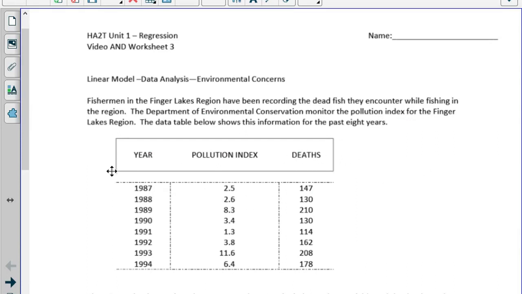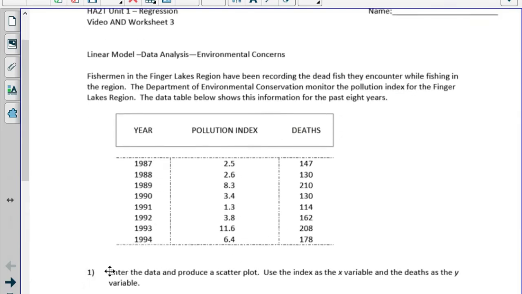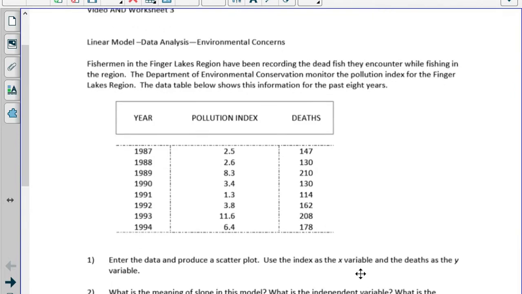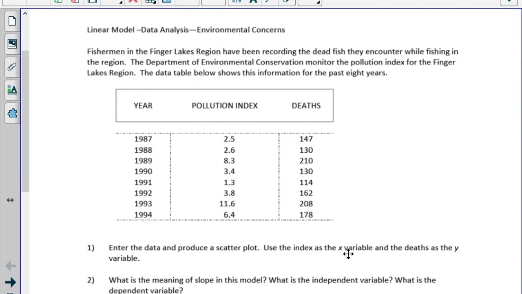But if we take a look at this, the year is actually not exceptionally relevant. That's just when they took each of these pollution indices, because it's telling us in problem one that they want the independent variable, or the x variable in this case, to be the pollution index, and the y variable, which we know is often the dependent variable, is the deaths. And so that's something that we want to keep in mind as we do this problem.